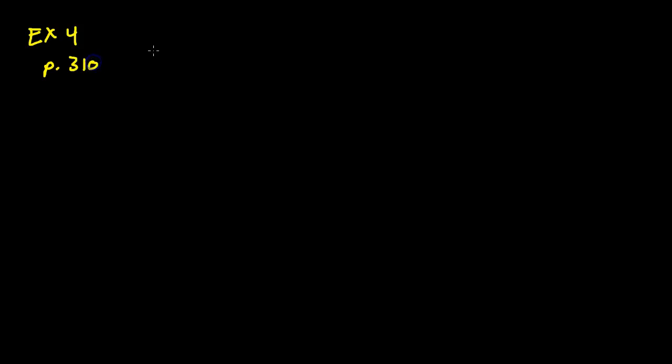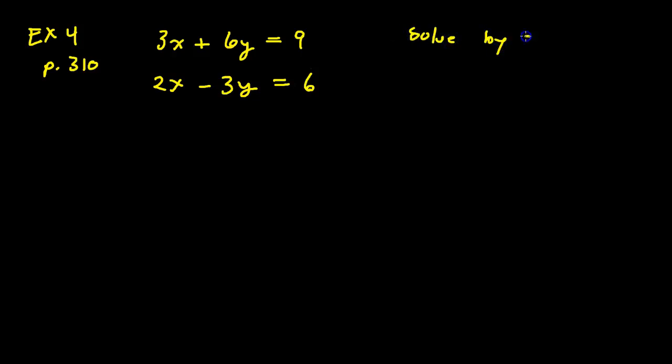Okay? Example 4 on page 310, right at the bottom. A little bit of a harder example. Again, a 2x2 system, 2 equations with 2 unknowns that I'll want to solve simultaneously. In other words, find the XY pair that solves both equations at the same time. And they ask us to do it by the substitution method. That's a 6 there. Let me clean that up. All right, solve by substitution.